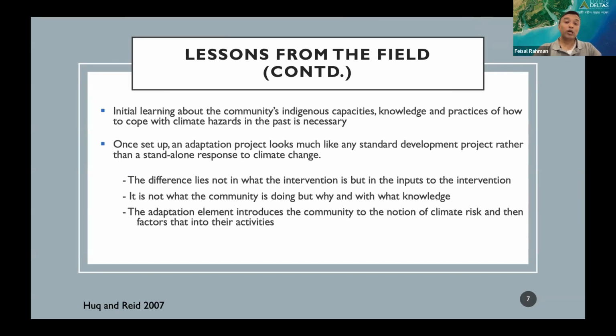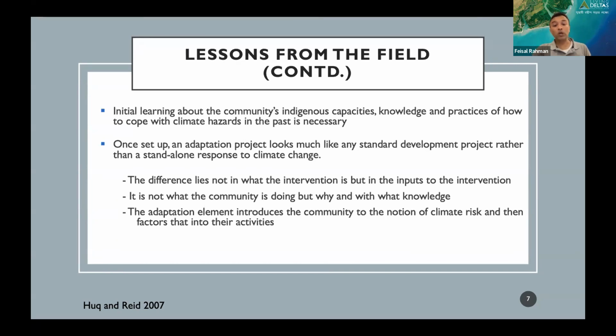Continuing that, the initial learnings when you're trying to come up with a CBA intervention is that what you must first do is build on or understand community indigenous capacities and knowledge, and the current practices to cope with climatic hazards. When I mentioned the AR6 assessment, they also highlight the fact that these CBA projects must capture indigenous knowledge or local knowledge and capacities that exist within a community.